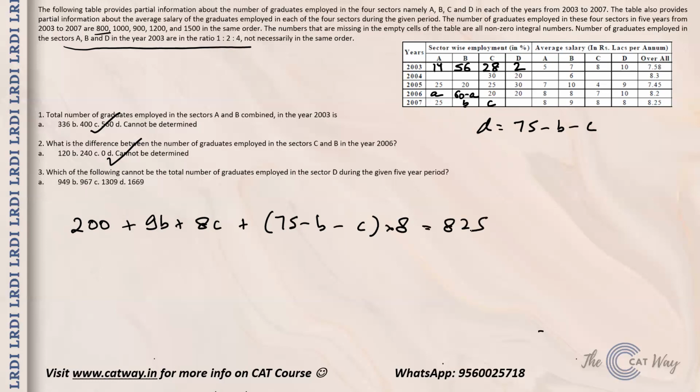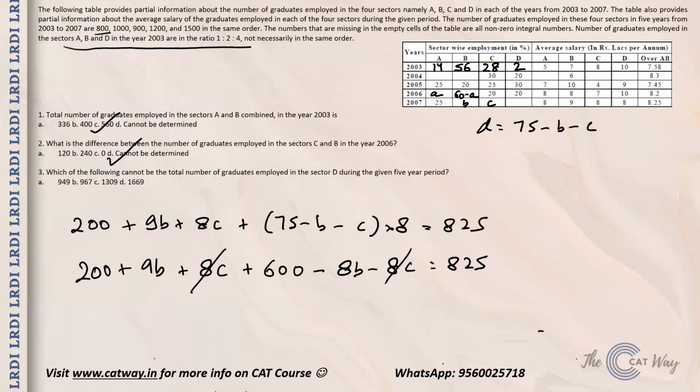Now guys, what you get is 200 plus 9B plus 8C plus 75 into 8. Now what would be 75 into 8? 75 into 2 is 150, and 150 into 4 is going to be equal to 600. Okay, so this is what you get, minus 8B minus 8C is equal to 825. Now 8C and 8C is gone. What you are left with is B is equal to 25.